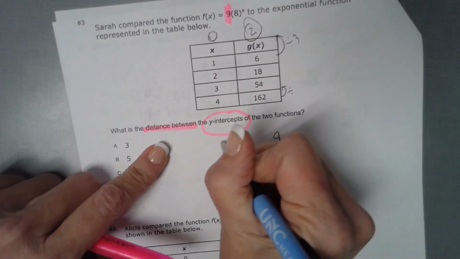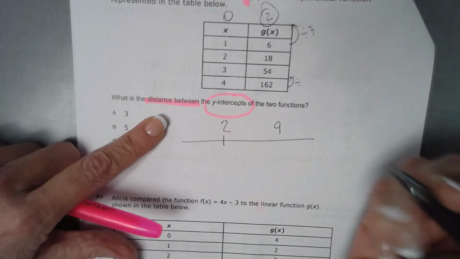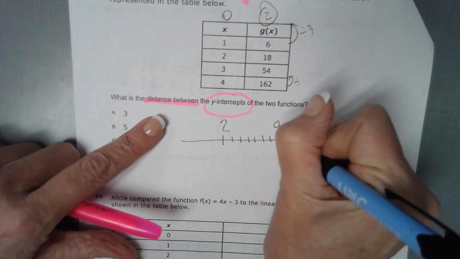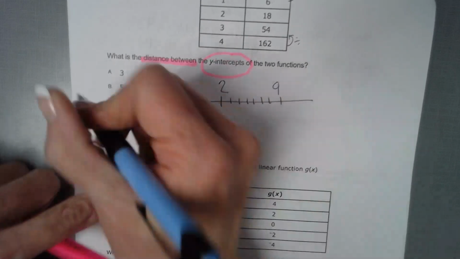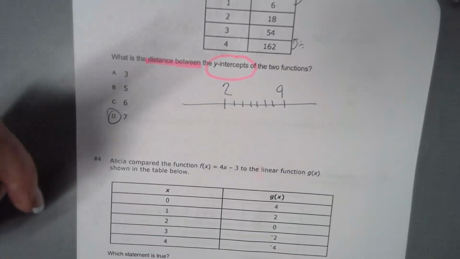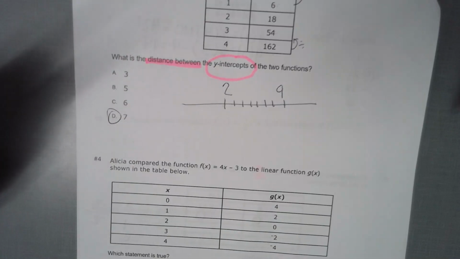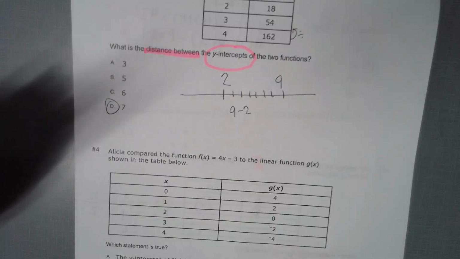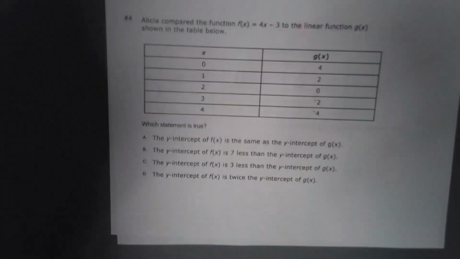Now, what is the distance between the y-intercepts? So 2, 3, 4, 5, 6, 7, 8, 9. 1, 2, 3, 4, 5, 6, 7. Distance between, how far apart are they? Could you also subtract it? You could. 9 minus 2. You sure could. 9 minus 2 would get you the distance as well. We good there? Okay, number 4.